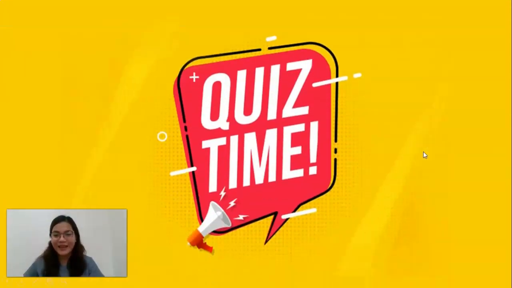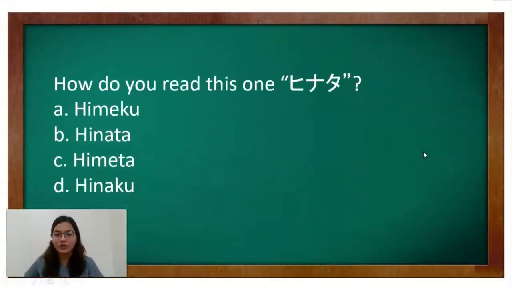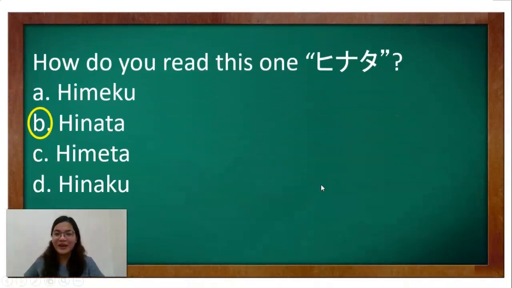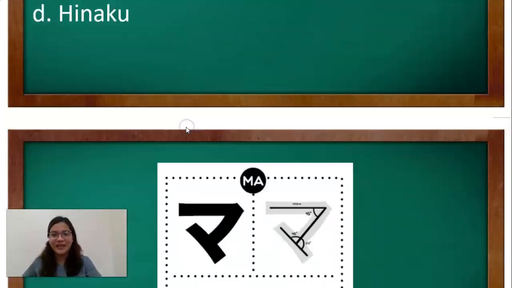Okay? And here's the quiz time. Here's the question. How do you read this one? A, hi, me, ku. B, hi, nata. C, hi, meta. Or D, hinaku. And the correct answer is hinata. Okay, great job for that.